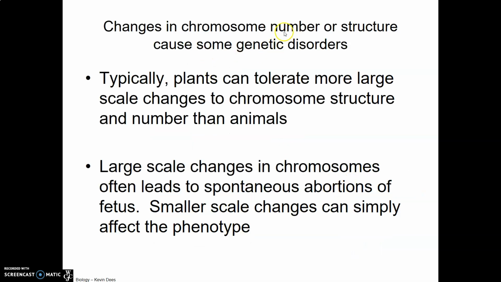Now, changes in chromosome number or structure can also cause some genetic disorders. Typically, plants can tolerate more large-scale changes to chromosome structure and number than animals. In fact, many hybrid varieties of crops have extra chromosomes. They're polyploid, and this is to produce desirable characteristics. And we'll talk more about hybrids in 1407 next semester. Now, large-scale changes in chromosomes often lead to spontaneous abortions of the fetus in animals, while smaller-scale changes to chromosome number can simply affect the phenotype.